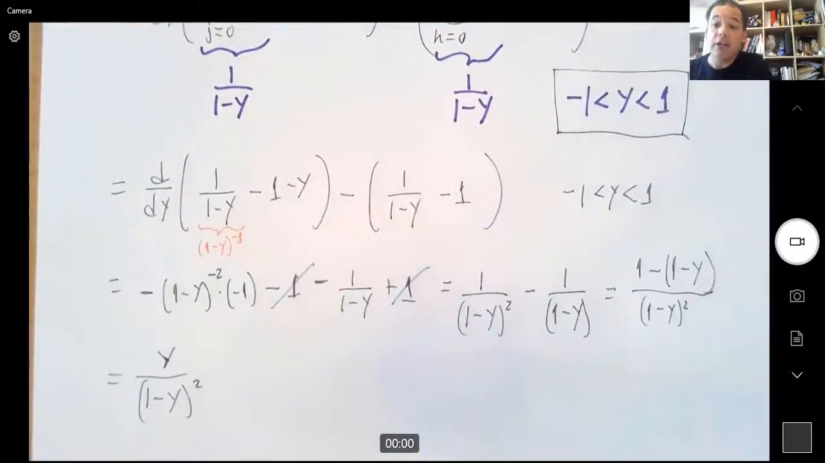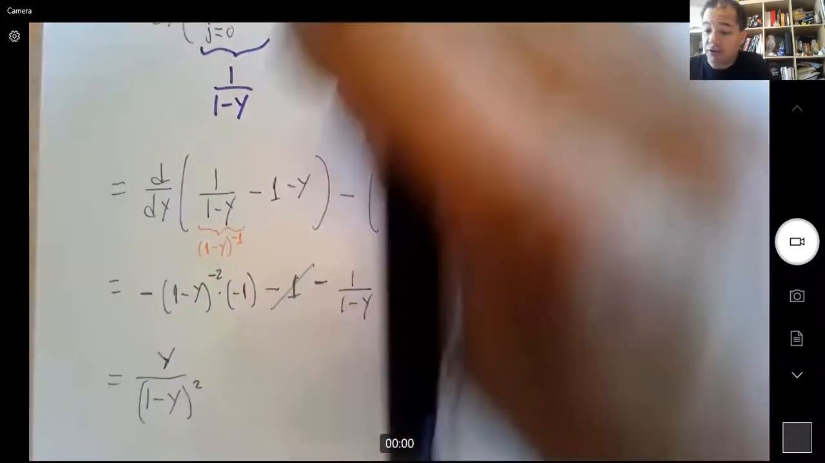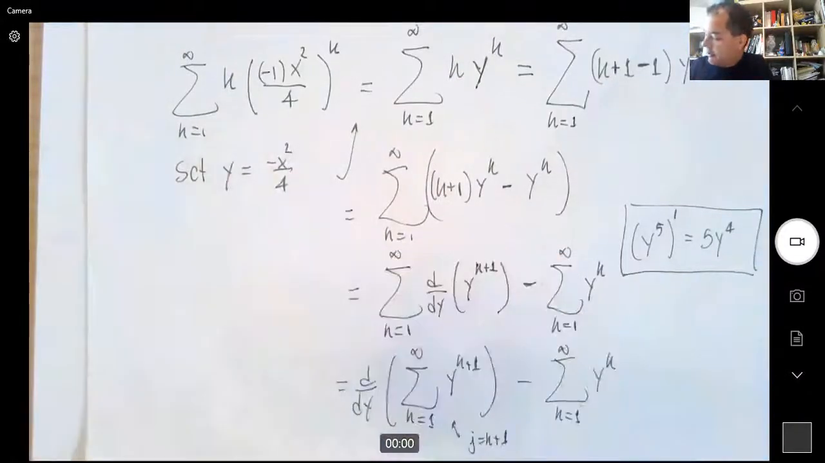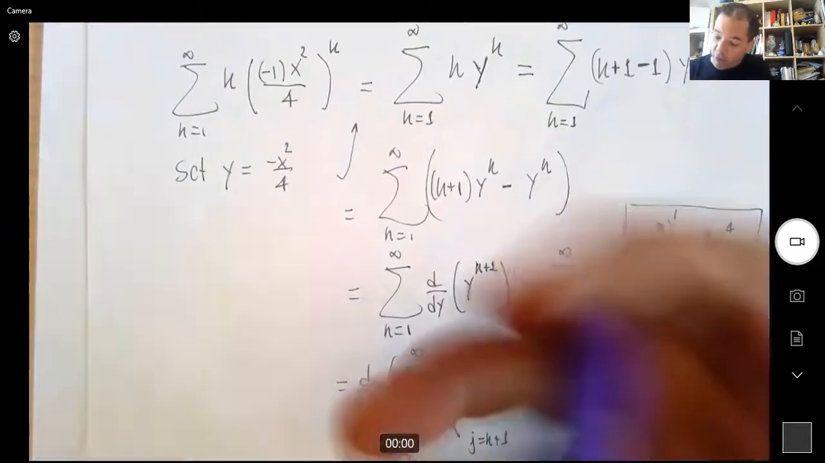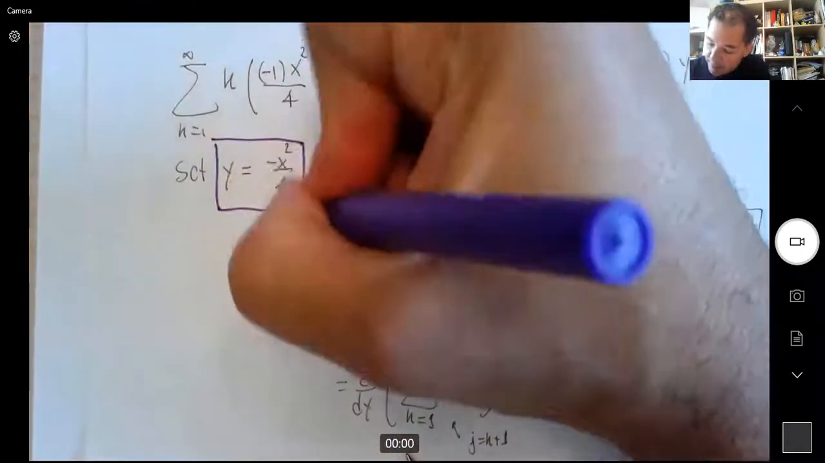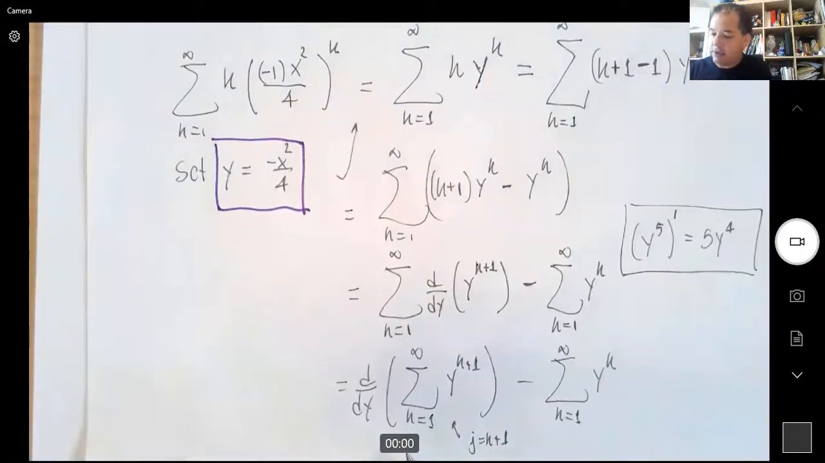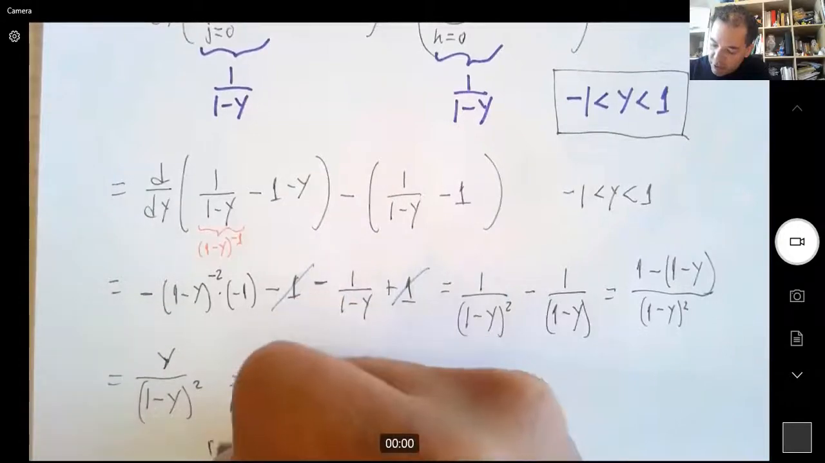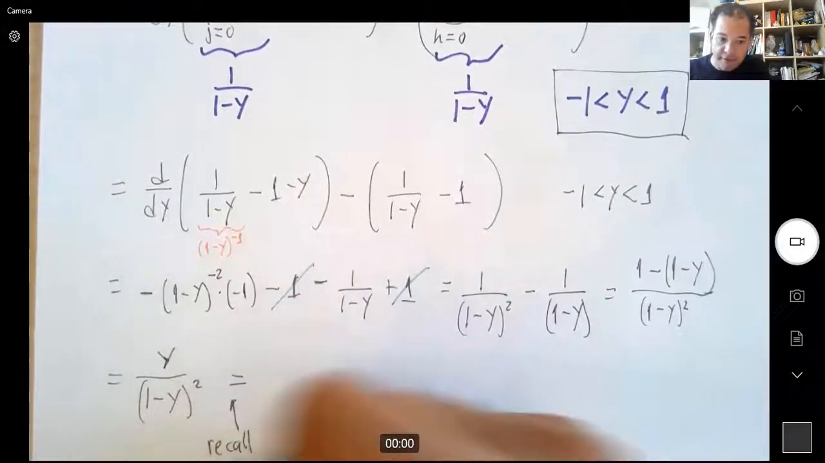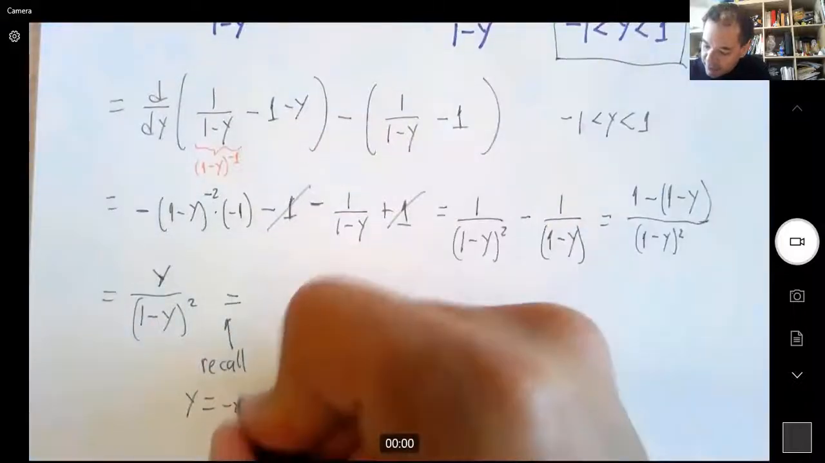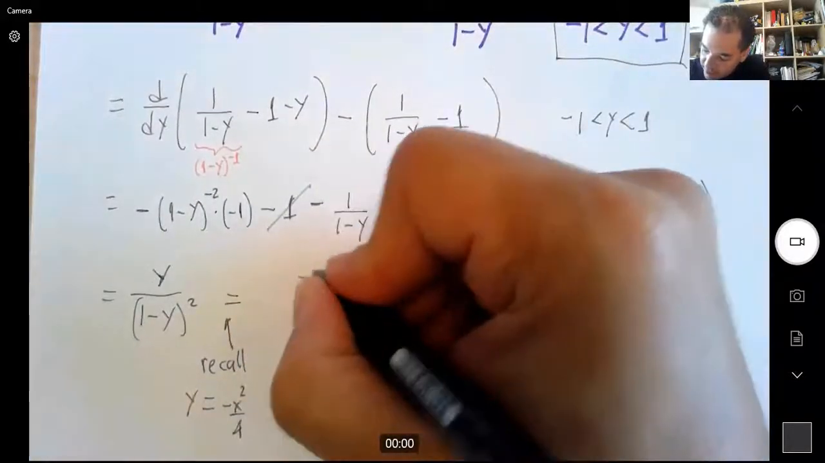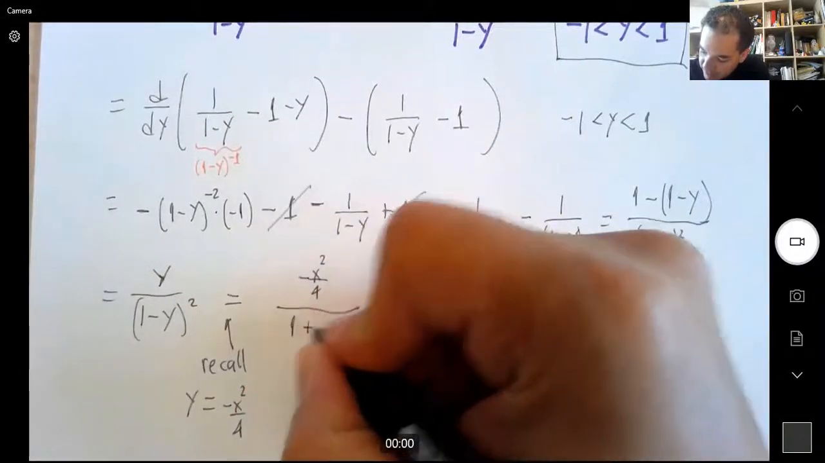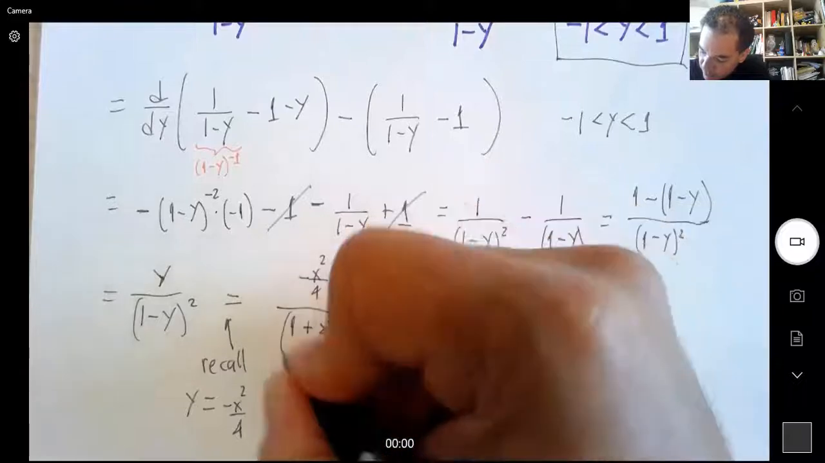But now, remember, we use y to simplify it. Actually, we go back. What is y equal to? Here, right here. Y equals negative x squared over 4. So our last step is to set y equal to that and see what our expression is. So over here, recall that y is negative x squared over 4. So this becomes negative x squared over 4 over 1 minus negative x squared over 4 becomes positive x squared over 4, squared.